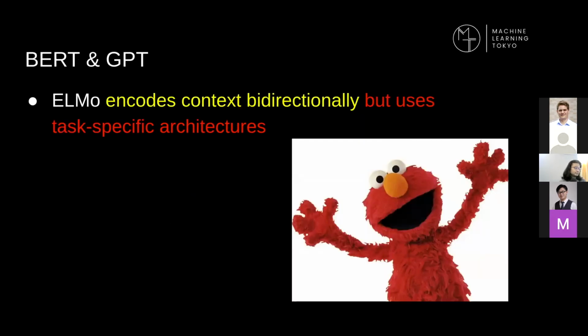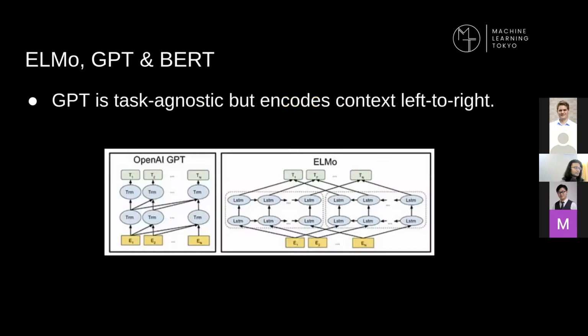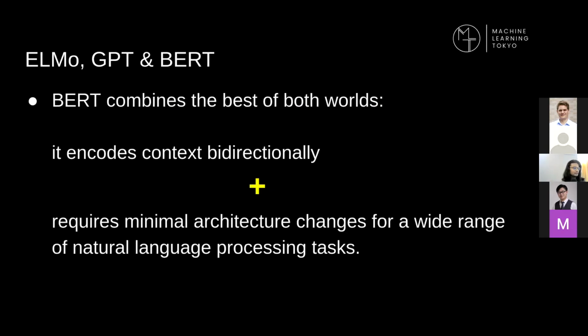So Elmo encodes context bidirectionally, right? Just like BERT, but uses task-specific architecture, right? So for each task, we have to construct a specific architecture. Although it is trivial to construct architecture in the case of Elmo, right? But you have to have a task-specific architecture nonetheless. GPT is a task-agnostic architecture, but encodes context left to right only. It can't do bidirectional. BERT combines the best of both worlds. Essentially, it encodes context bidirectionally and requires minimal architecture changes for a wide range of natural language processing tasks.